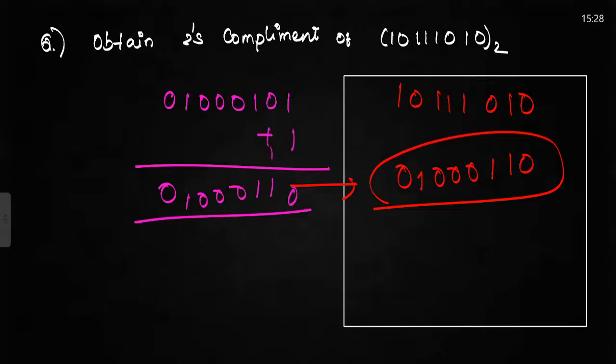So this and this are equal. Instead of first finding the reciprocal and adding one, directly I will copy the first set of zeros and then I will do the reciprocal. Now let us understand with a simple question.